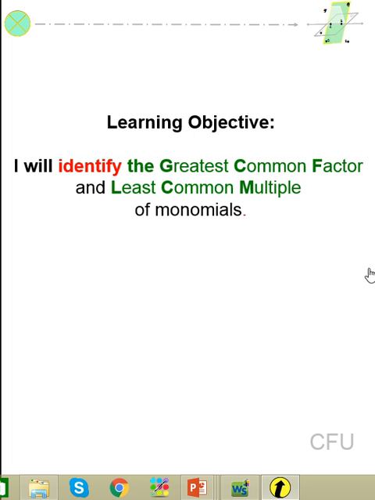So we already did greatest common factors. Who remembers at the beginning of the year when we did radicals, where I had you do factor trees and stuff like that? You guys remember? No? All right. Well, good. Today we're going to revisit that, except we're going to tag that along with least common multiples.